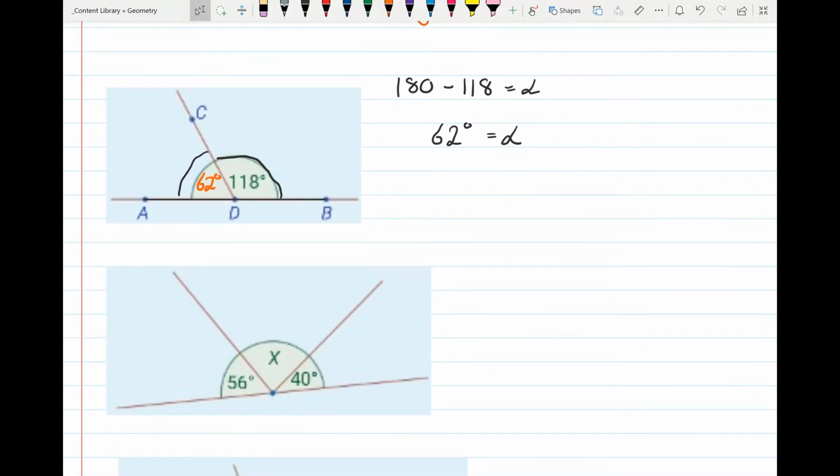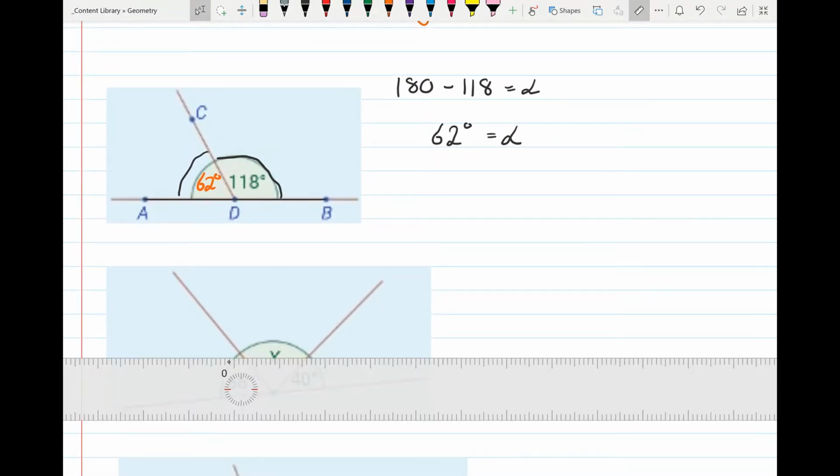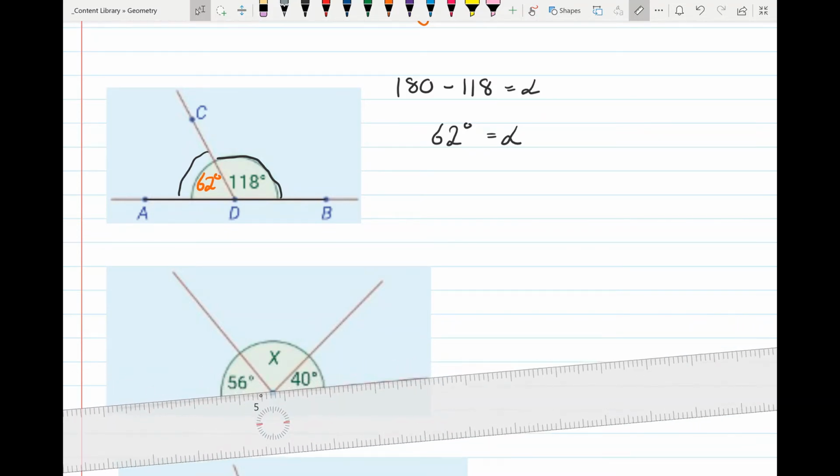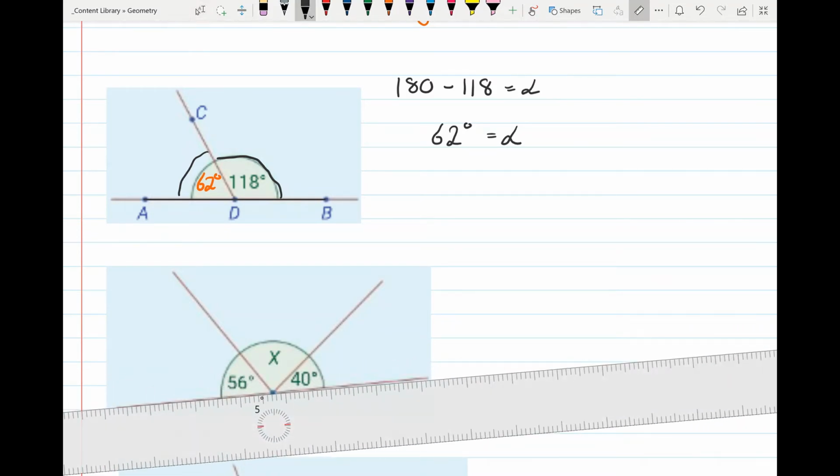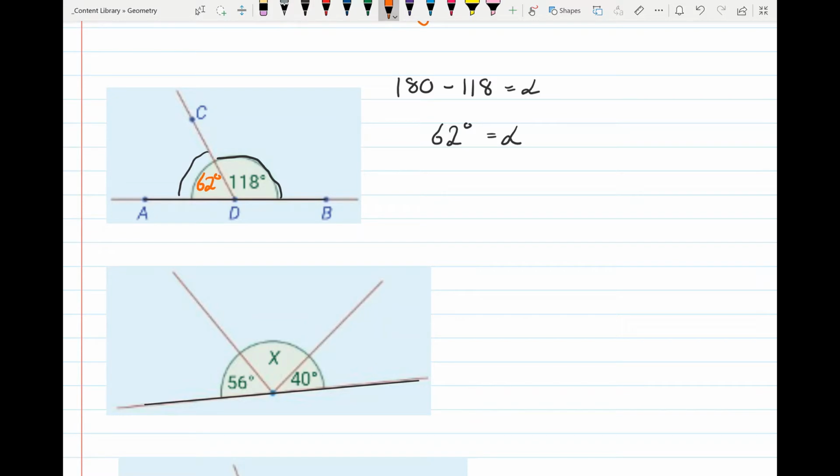Our second example, look for the straight line. And straight away, I can pick it out because I'm experienced doing it. It might take a second for you to see it. There's the straight line with 180 degrees in it. The first angle we're told is 40 degrees. We don't know this middle angle. It's called x. And then the remaining angle we're told is 56. And when you add these three angles up, they form a straight line, so they will form 180 degrees.